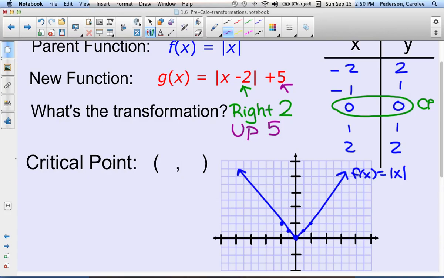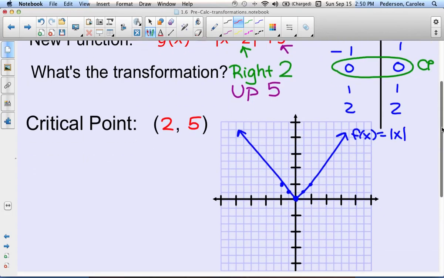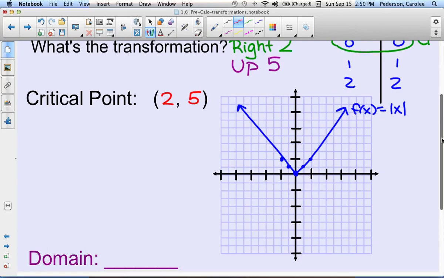So what you do is you can take your critical point, 0, 0, and shift it right 2 and up 5. What that new critical point will be is 2, 5. Now it's just going to be 1 right, 1 up, 2 right, 2 up, and then the same thing here with that symmetry. Now we have our new function, which we call g of x, with the transformation and the critical point.